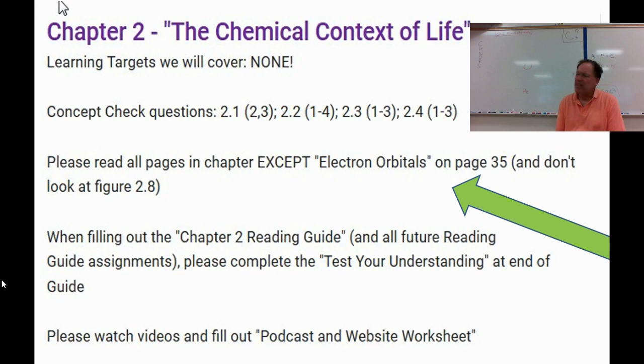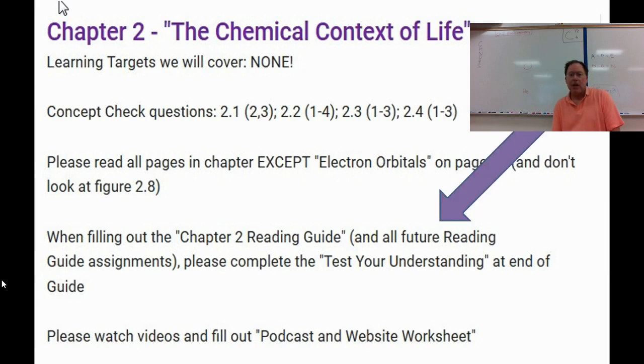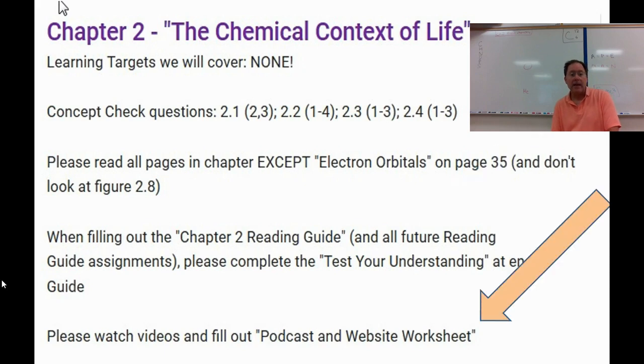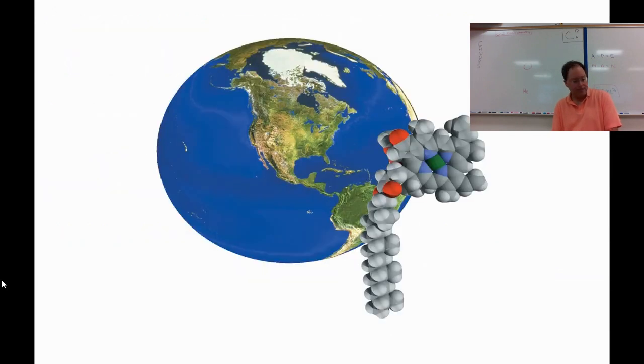I don't really like the stuff on electron orbitals, the D, the F, the P orbital stuff I remember from college. It's not applicable to this class. Make sure to do the test your understanding at the end of the guide. There's some questions there, and it's just, again, another comprehension check. I will give you credit for that. Do that for every single chapter, please. And then I do want you to watch a few videos from my friend Mr. Anderson and fill out the podcast and website worksheet. I will have explained what that is to you.